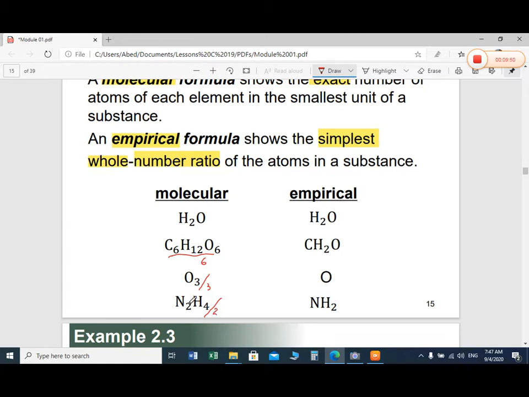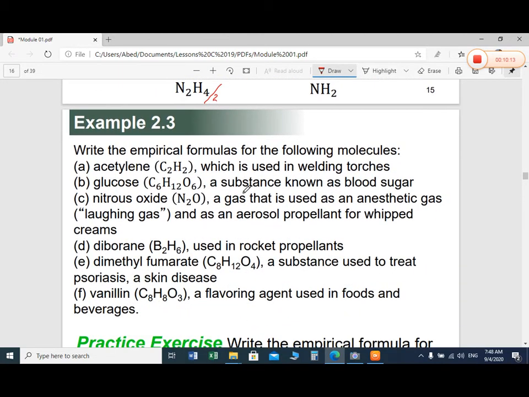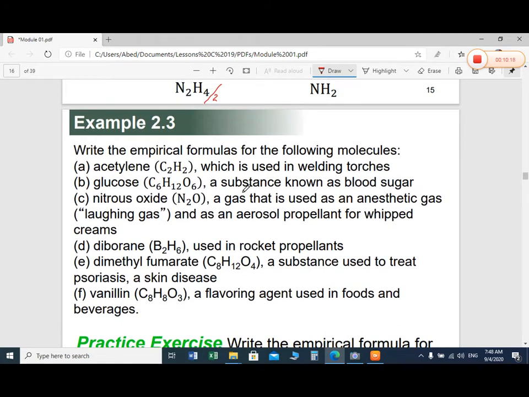So it will be N1 and H2. This is the method of converting molecular formula into the empirical formula: you have to just divide by the even number or the odd number, but it should be a whole number. You cannot make a fraction here, you cannot break the atoms. Now more clarity will come if you solve this exercise 2.3. Let us solve this exercise 2.3.